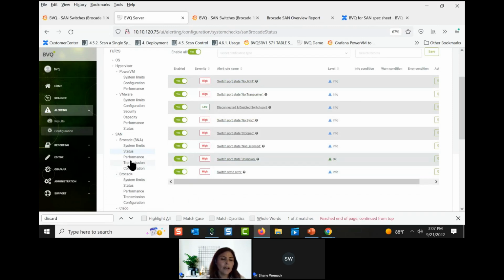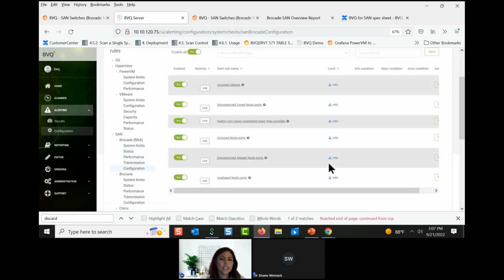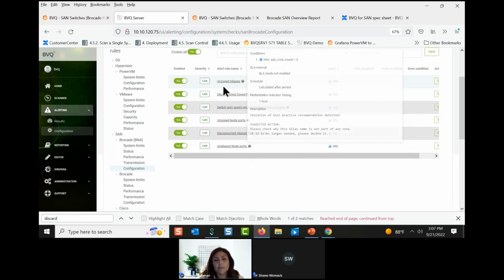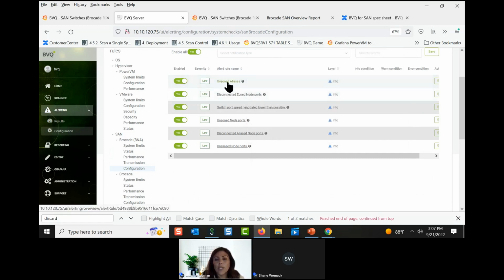etc. And then on the configuration side, we can help you determine if your environment is falling out of compliance based on configuration best practices with recommendations on how to fix that. So for example, we have unzoned aliases, unzoned node ports, etc. So this gives you a quick and easy way to keep track of what is not working in the environment and to stabilize the environment.